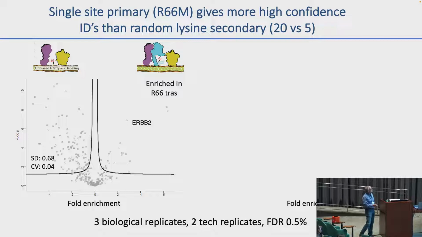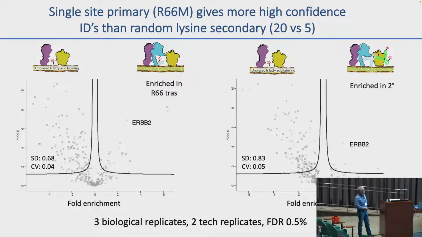And when we did that, this is what we got from just one emitter site, this volcano plot. Using a very stringent false discovery rate, and with 3 biological replicates, 2 technical replicates, we get about 20 or so proteins that are found in this highly enriched, significant space relative to the nonspecific control. And we did this from the secondary. We actually got far fewer in this highly significant range. Of course, HER2 comes out as one of the top hits in both of these.